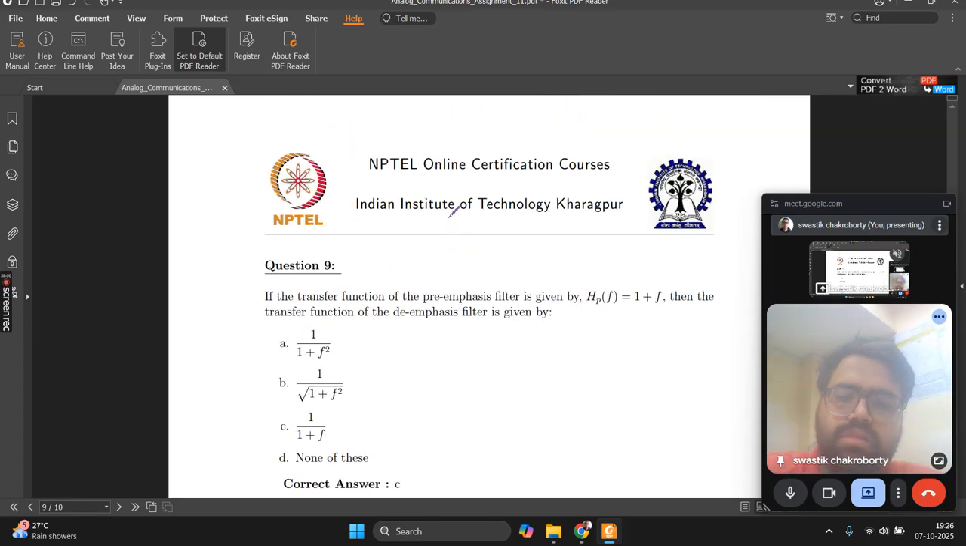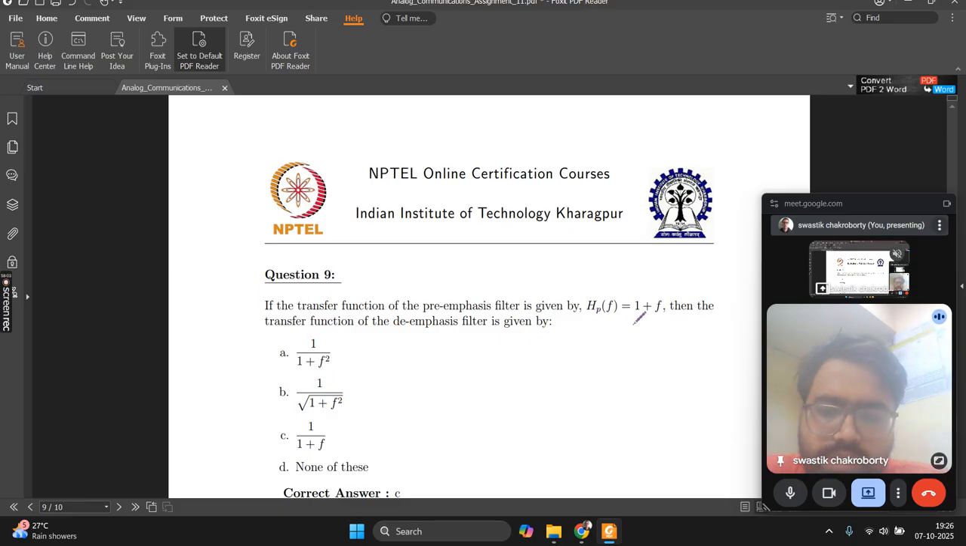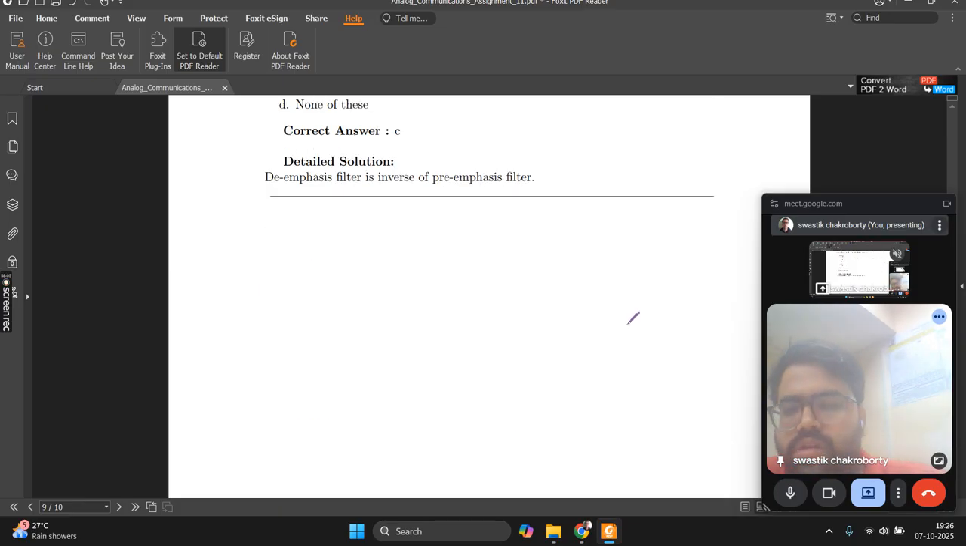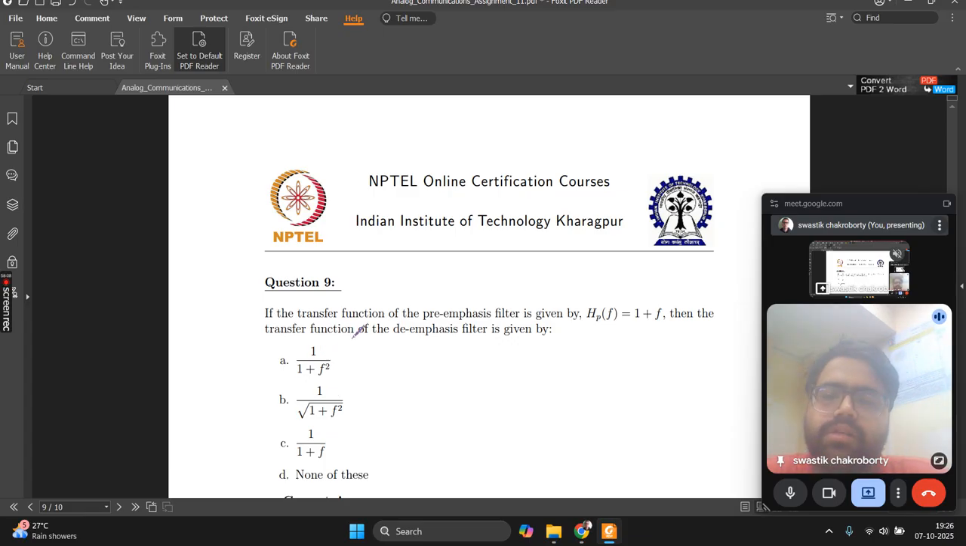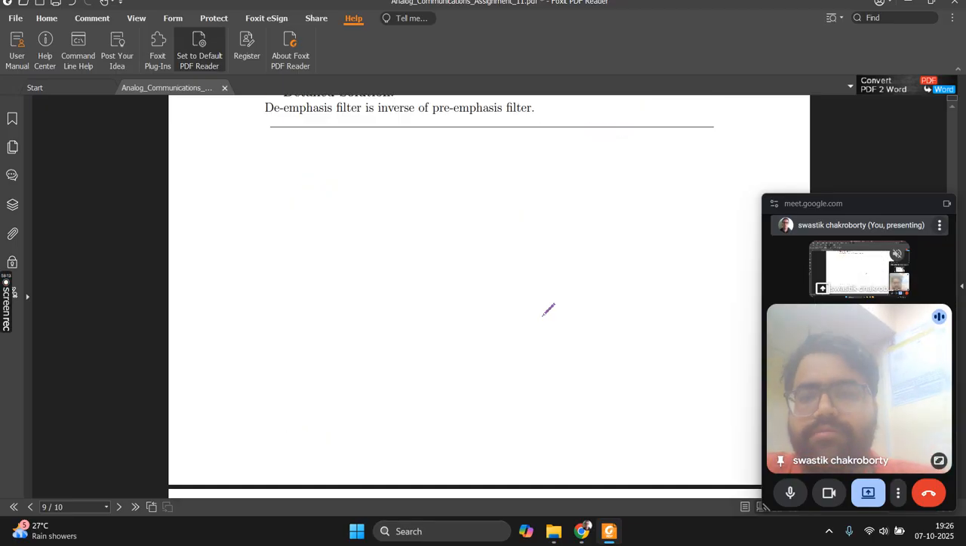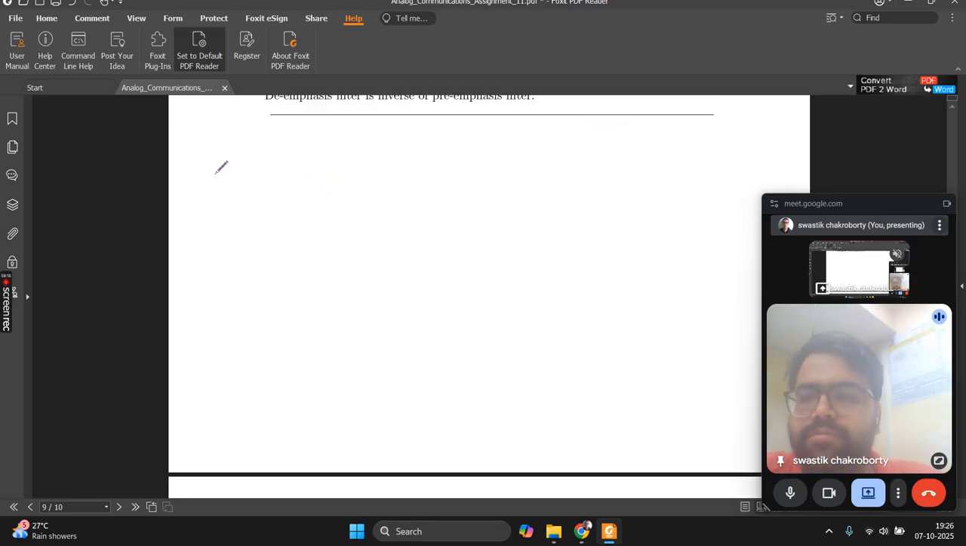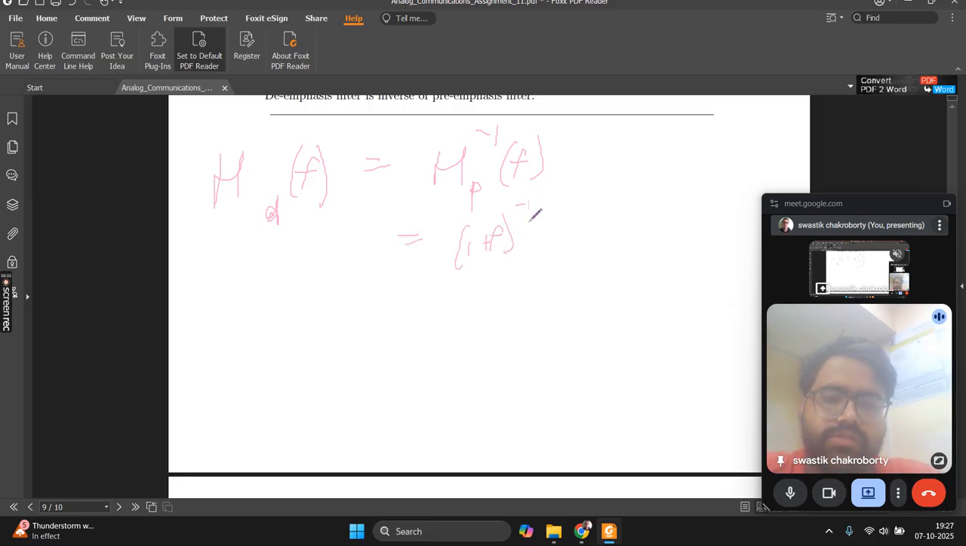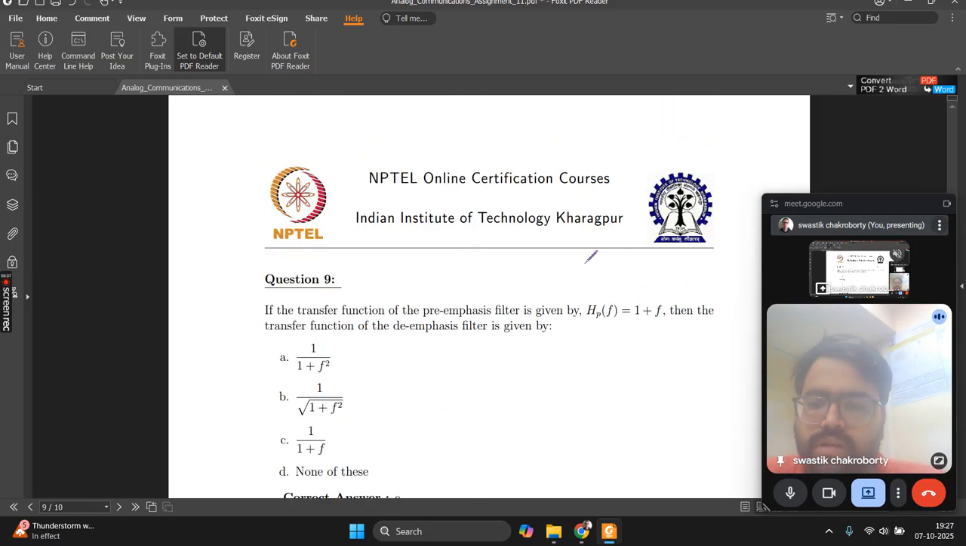Now the pre-emphasis filter is 1 + f. What will be the de-emphasis filter, if the transfer function of the pre-emphasis filter is given as 1 + f? The de-emphasis filter is simply the inverse of the pre-emphasis filter. So the pre-emphasis filter is 1 + f, and the inverse of that will be 1/(1 + f). As simple as that. So the correct answer is 1/(1 + f).